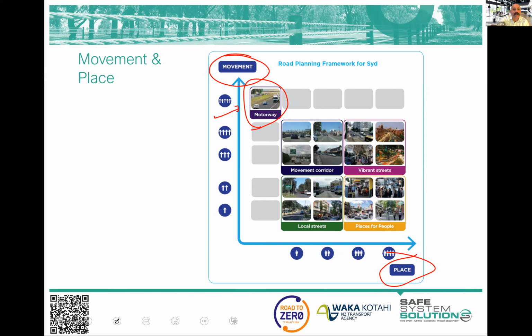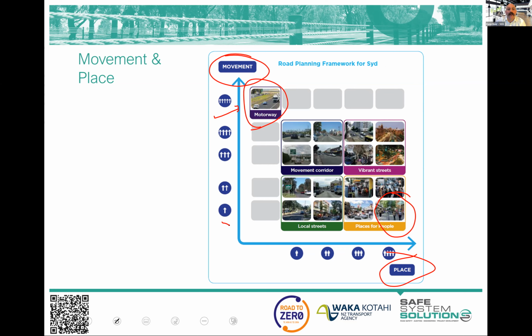Right at the other extreme, where we've got an area that's all about place, is like a shopping mall. It's a road that used to probably have traffic going through it back in the day, but now it's really been closed off, and it's just pedestrian, cyclist, but lots of interaction. Now you can see this one sort of even still retains a little bit of movement corridor potentially, tiny bit.